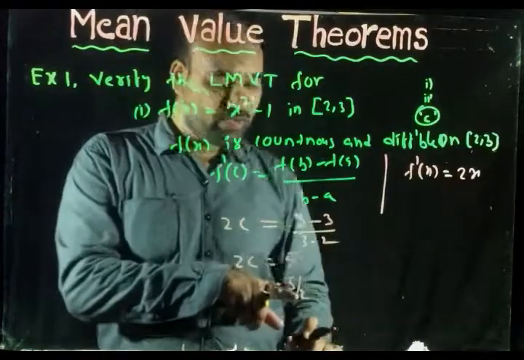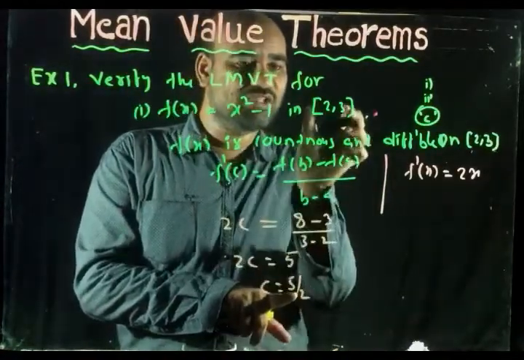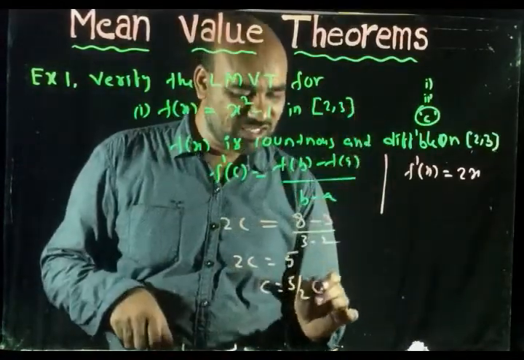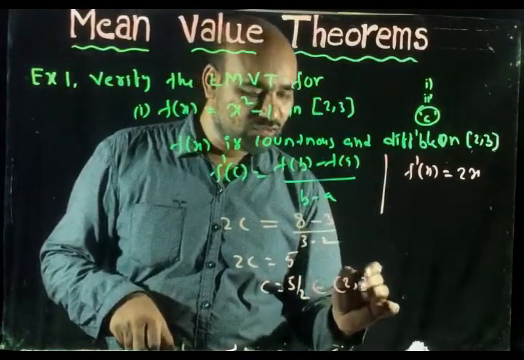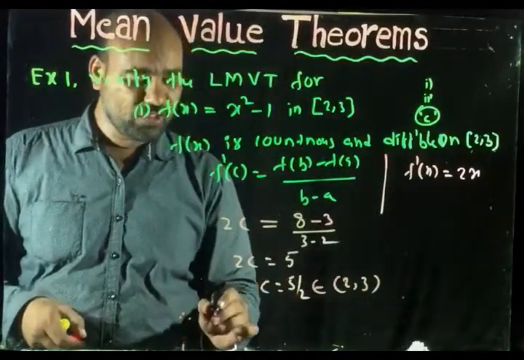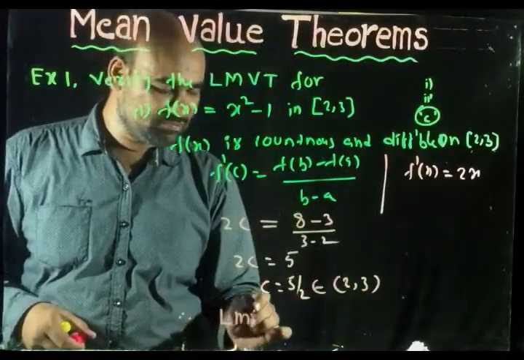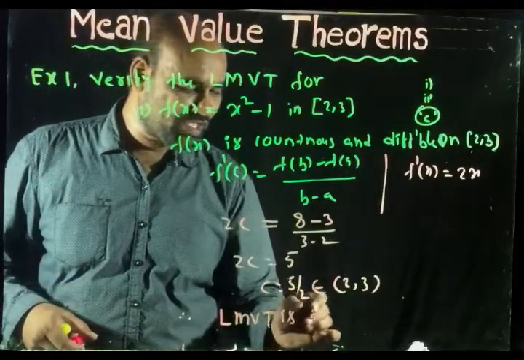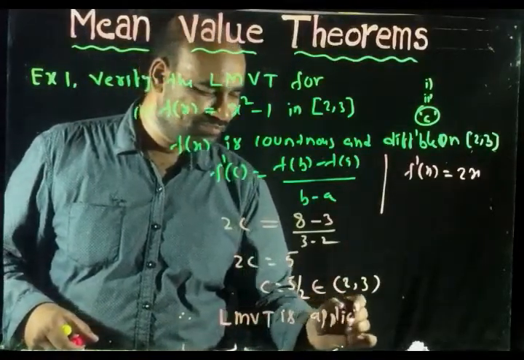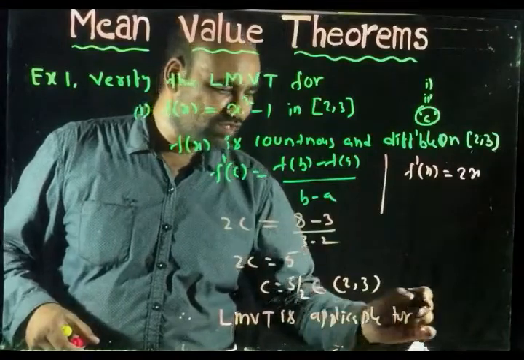5/2 is 2 point something. The 2 point something is in this interval only. So I can say c belongs to (2, 3). Therefore, LMVT is applicable for this function.